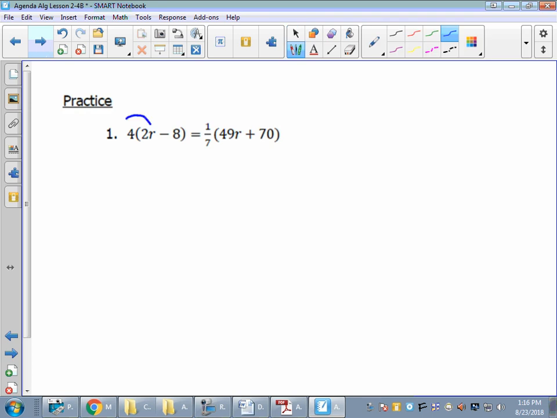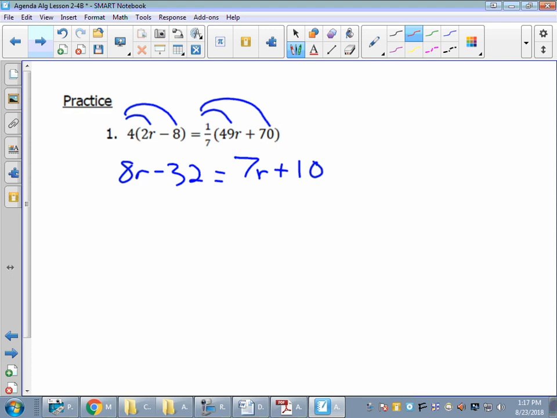So 4 times 2r is 8r. 4 times -8 is -32. Then on the right side, now I've got 1/7 times 49r, and then I'm going to do 1/7 times 70. So if you're good on your calculator, or maybe you know your multiplication tables and you know different factors, this actually works out pretty nice: 1/7 times 49 gives you a 7. And we still have that r to deal with. And then 1/7 times 70 actually gives you a 10. So just by doing the distributive property, solving as usual, we've kind of eliminated the fractions altogether. Now it becomes just solving a multi-step equation.